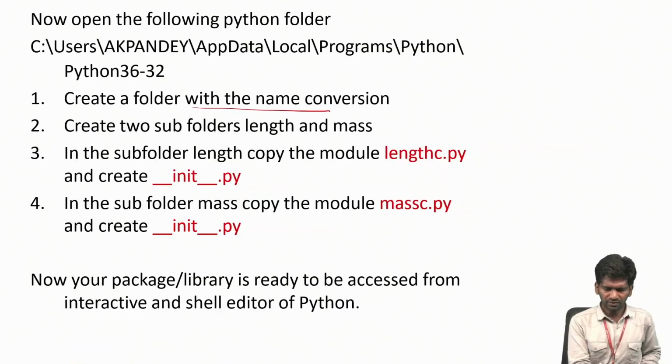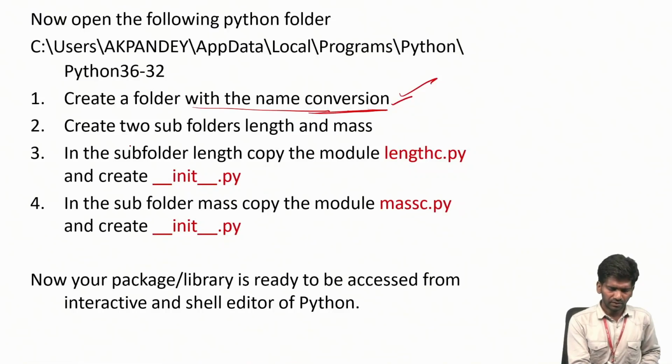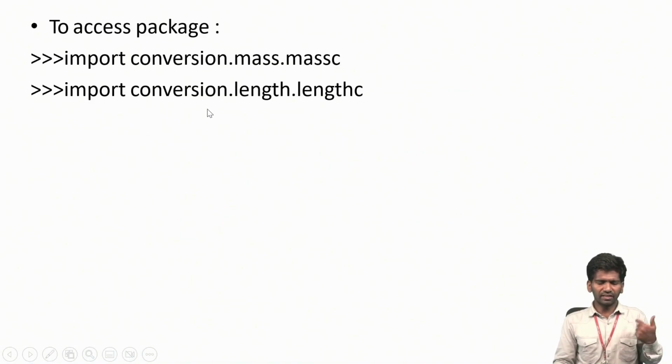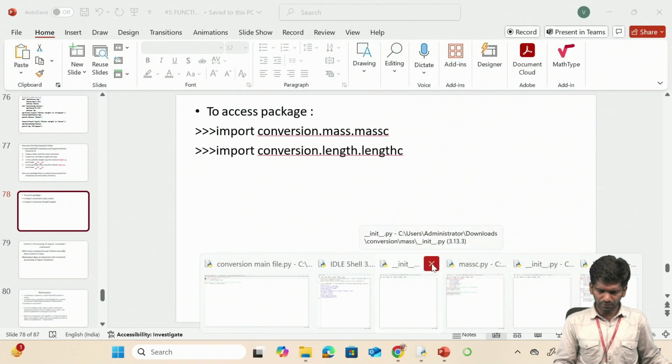Create a folder with the name conversion. First create an empty folder with the folder name conversion. Next create two subfolders, length and mass. In the length folder you add length c.py. In the mass folder you add mass c.py, along with init.py. Now you create another fresh file and try to use these lines of code. That is what I have done here, if you observe it.